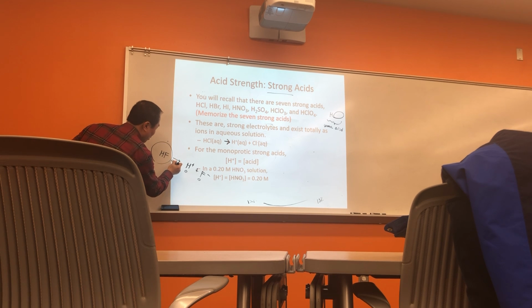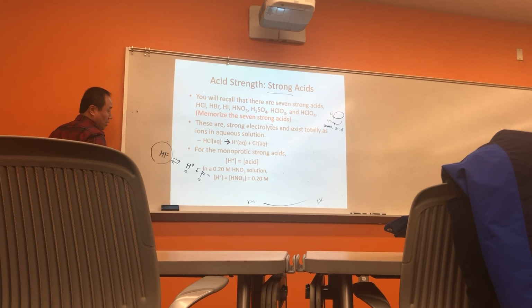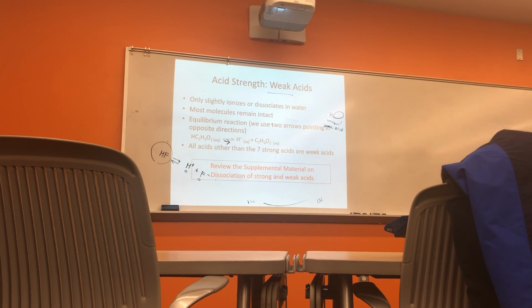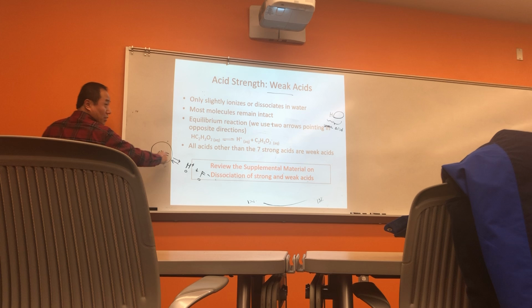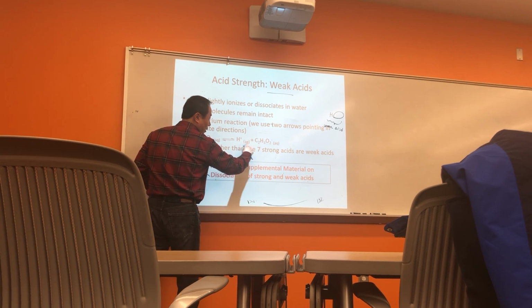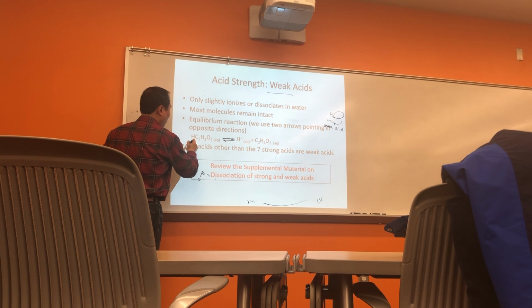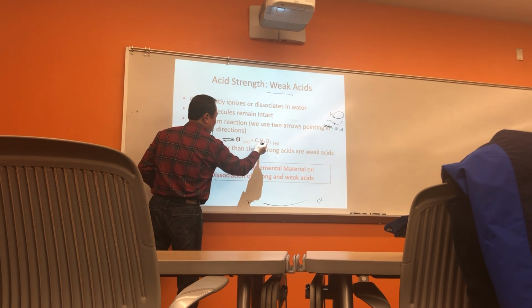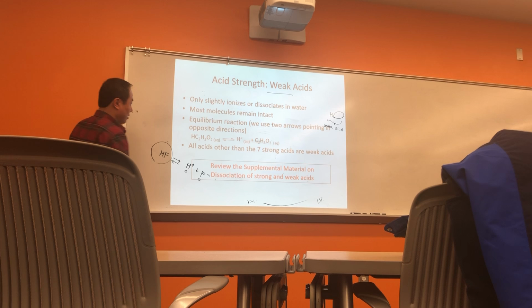For weak acid, we use a double arrow. Some of them dissociate, but they come back to the reactant. So that's weak acid. So this is weak acid, that's called HF, hydrofluoric acid, and this is acetic acid, another popular common weak acid. So it dissociates to hydrogen ion and acetate, but only part of them dissociate, most of them will come back. So you have more of the reactant than the product produced. That's the characteristic of weak acid.